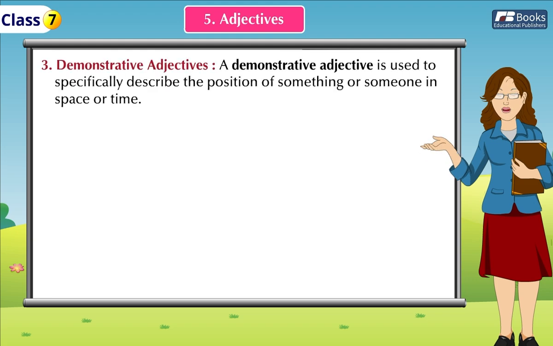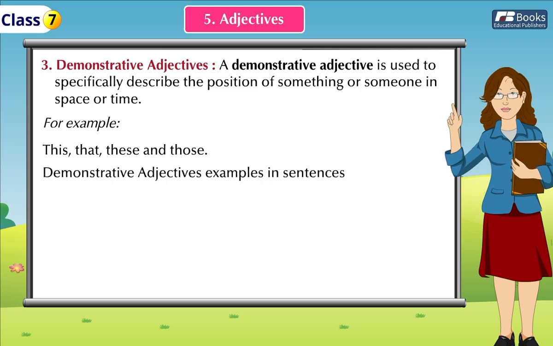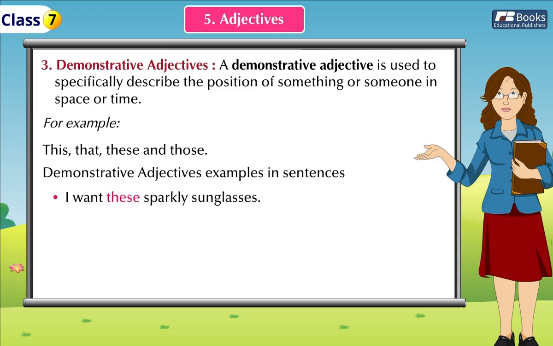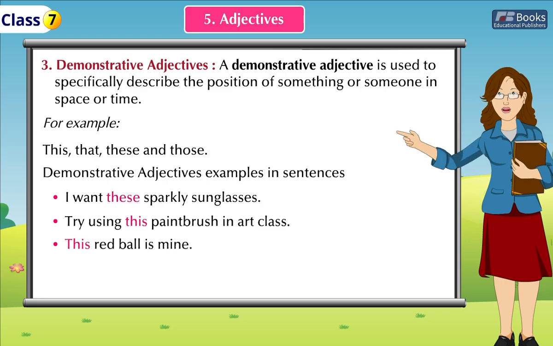Third, demonstrative adjectives. A demonstrative adjective is used to specifically describe the position of something or someone in space or time. For example, this, that, these, and those. Demonstrative adjectives examples in sentences. I want these sparkly sunglasses. Try using this paintbrush in art class. This red ball is mine.